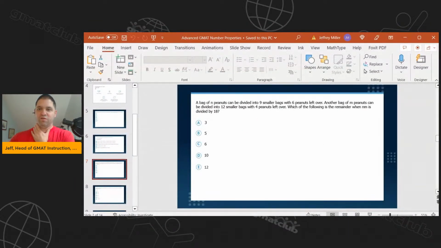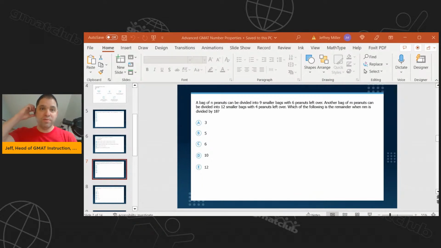What's the catch? There is no catch. There's no catch at all. It's just that remainders come in patterns. So whatever value you choose for n and whatever value you choose for m, as long as it's accurate based on what they're giving you, it works. But you don't want to use huge numbers.